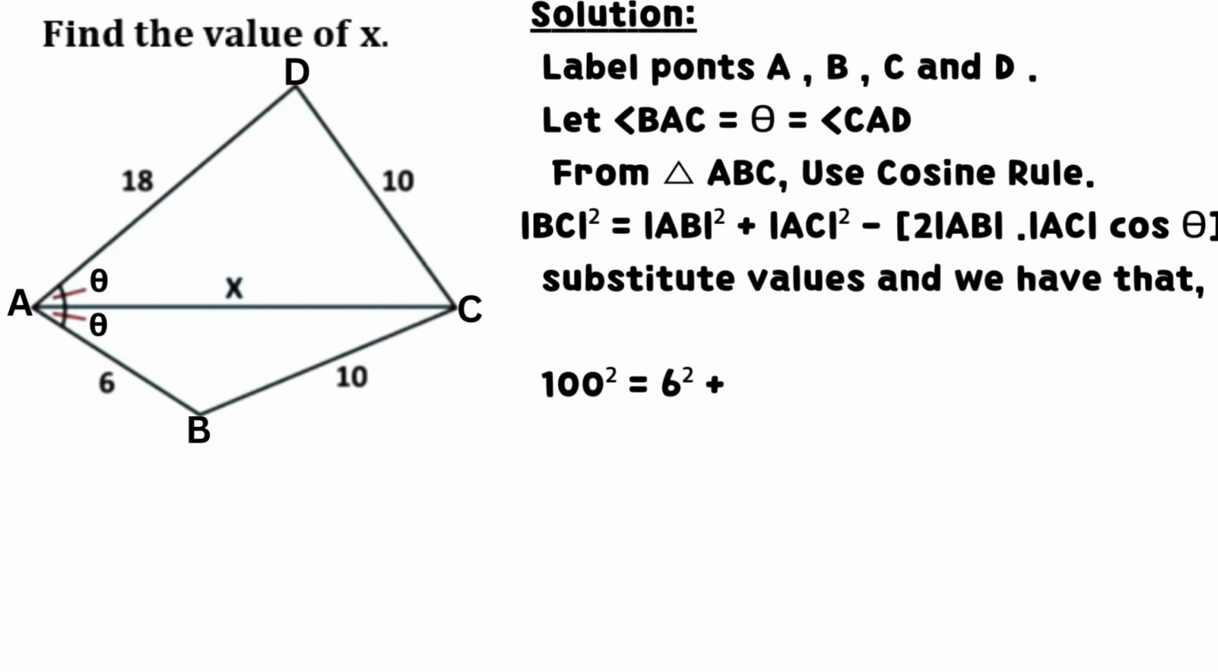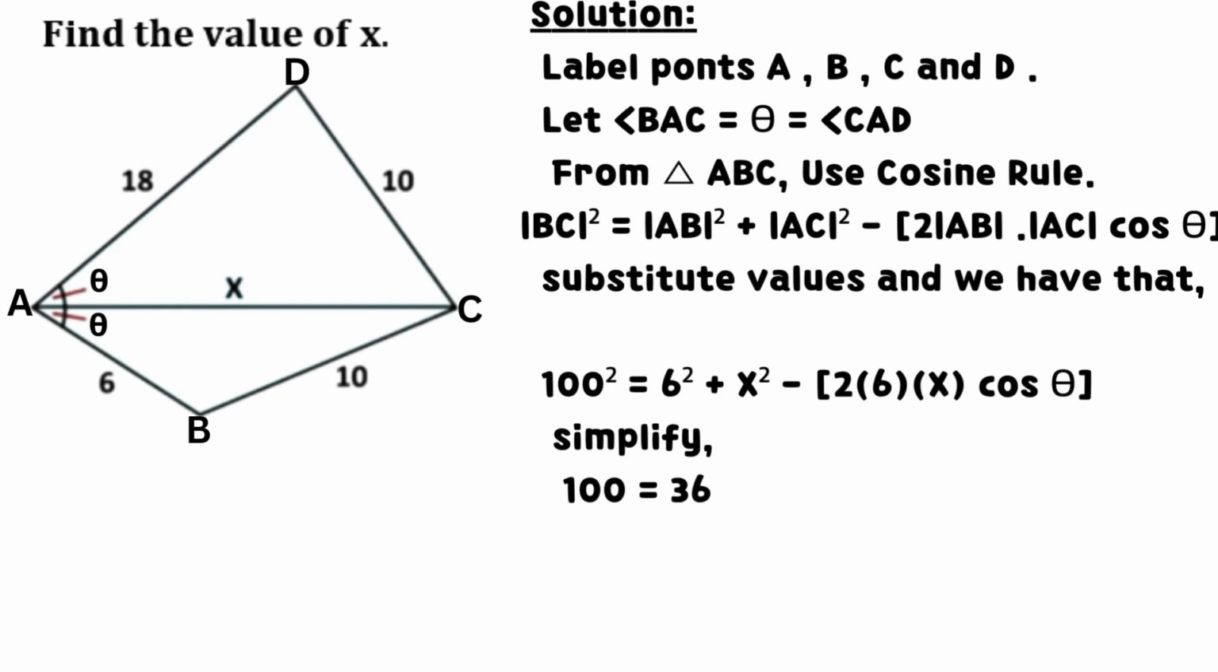From triangle ABC, use the cosine rule. The square of line BC equals the sum of the square of line AB and the square of line AC minus 2 times the product of line AB and line AC times cosine θ. Substitute values and we obtain an equation as shown on the screen.